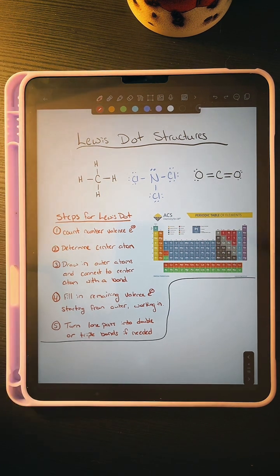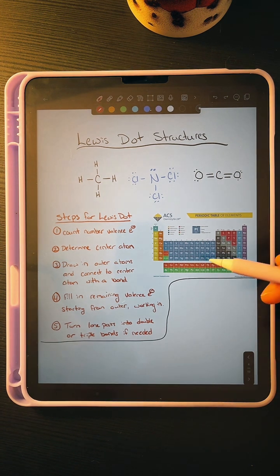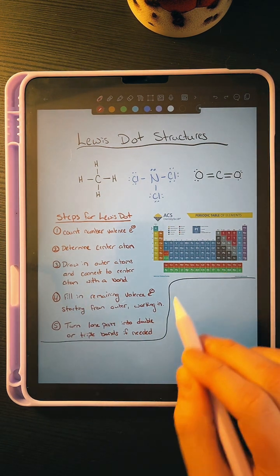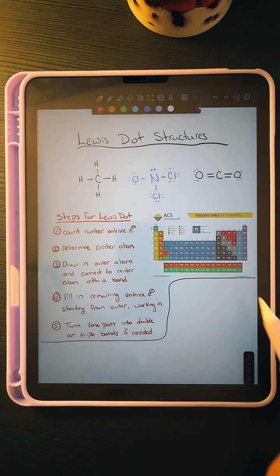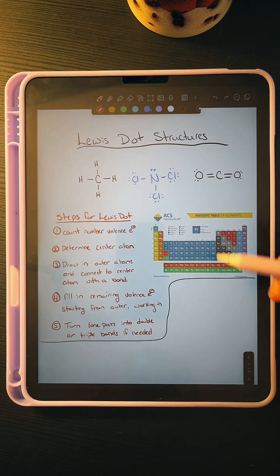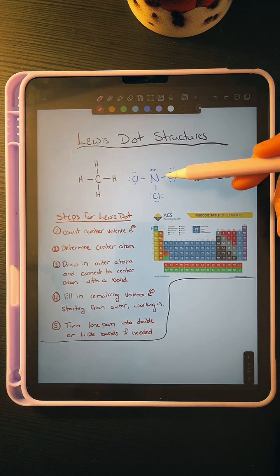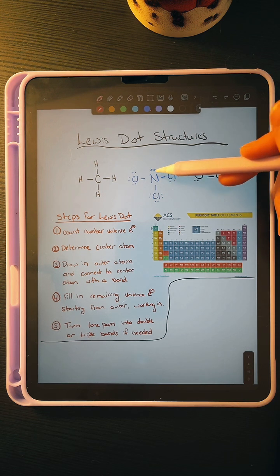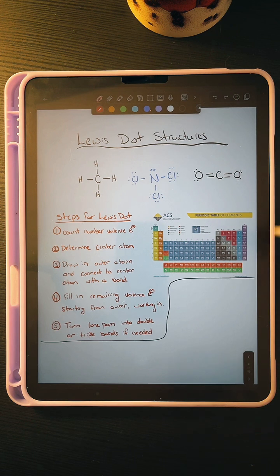Now, once we have our center atom, we will draw our center atom in, and then we are going to just write in our other atoms. So everything else is going to go around that center atom. And we'll connect each one of those with a bond. Now remember, each bond, each line that we draw, contains 2 electrons. So this bond here between nitrogen and chlorine, that is 2 electrons. So anytime you see a line, you have to remember 2 electrons.